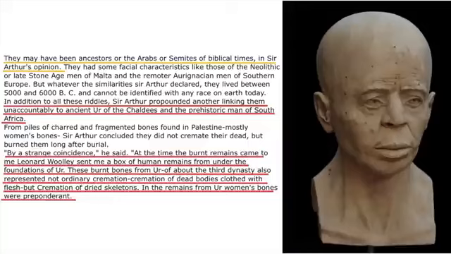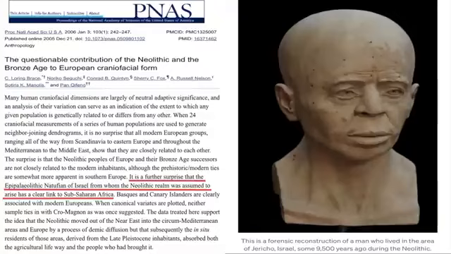So again, Natufians is another great example of how Proto-Semites could have looked, how Abraham could have looked, and his people. And of course, when it comes to Natufians, it is a further surprise that the Epipaleolithic Natufian of Israel, from whom the Neolithic realm was assumed to have arisen, has a clear link to sub-Saharan Africa. So there you go with that.